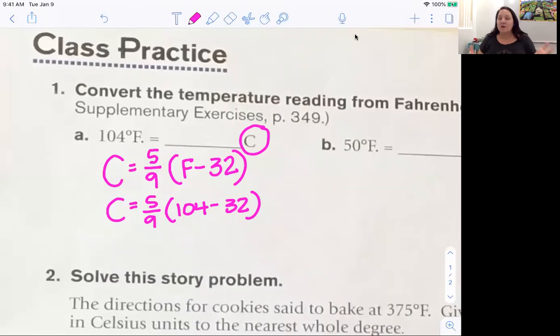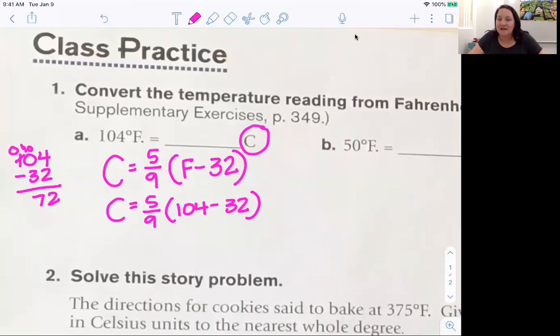Now, guys, some of you can do 104 minus 32 in your head, but if you're not there, I totally would recommend what I'm going to ask you to do: write it on the side and subtract. It's going to save you heartache if you make a little mistake. Okay, 104 minus 32 is what?